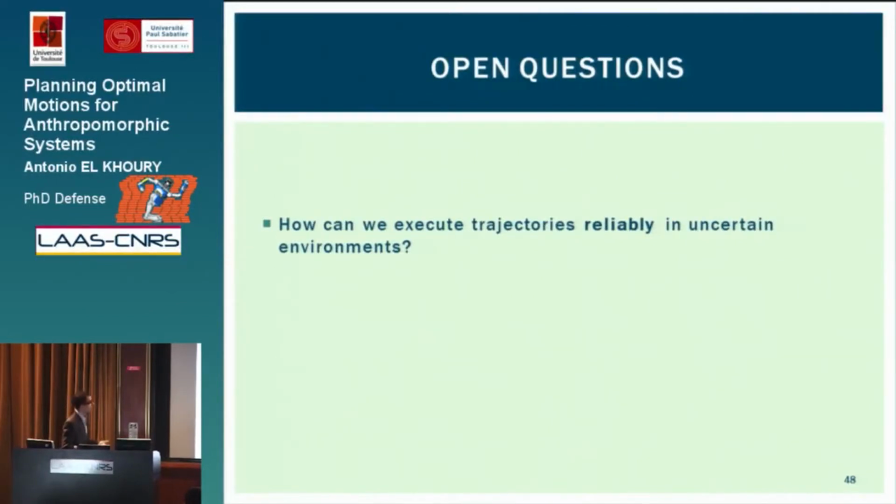The first one is, how can we execute trajectories reliably in uncertain environments? So what this question suggests is that actually everything that I did was done offline. So once we find a trajectory, we need to execute it on the actual platform. And sometimes we might have either obstacles that are not very well modeled, or even the dynamics of the system might not be very well modeled. So this asks the question, how can we execute trajectories reliably?